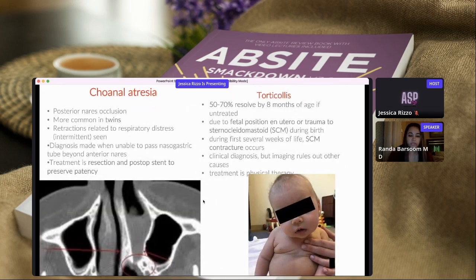So choanal atresia and torticollis are rare, but could get you a couple of questions on your Absite. So choanal atresia is usually common in twins. It is a posterior naris occlusion. And the retractions are related to respiratory distress.